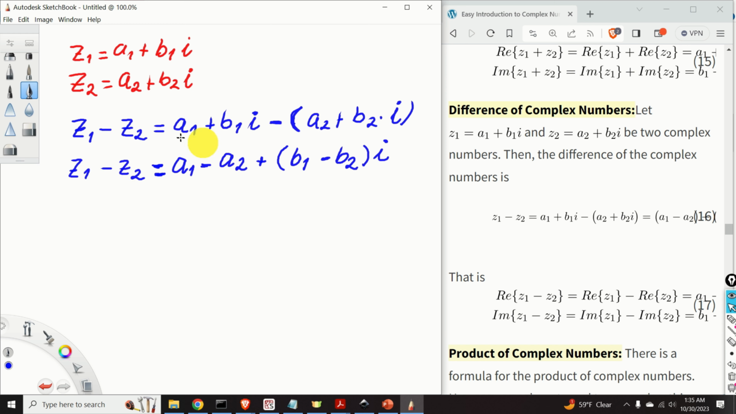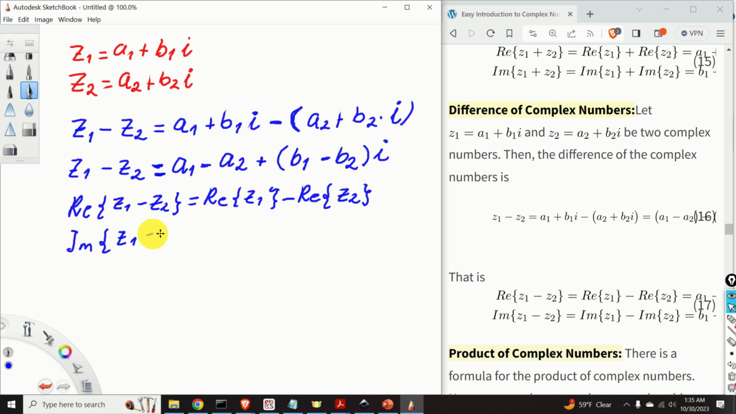Simple as that. So what's the principle? The real part of z1 minus z2 is equal to the real part of z1 minus the real part of z2, and the imaginary part of z1 minus z2 is equal to the imaginary part of z1 minus the imaginary part of z2.